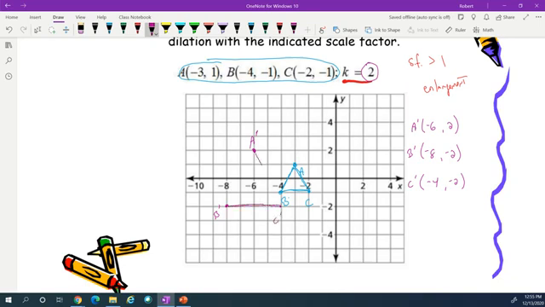And here we can see our new triangle after the dilation. Our triangle is twice as tall. It was 2 units tall. Now it's 4 units tall. But it's also farther away from the origin. Our old triangle, even if you look at point A, it's 3 to the left, 1 up. Now it's 6 to the left, 2 up. Twice as far in both X and Y directions. So we enlarged the image, treating the origin as the center of the image. That's what's happening here.